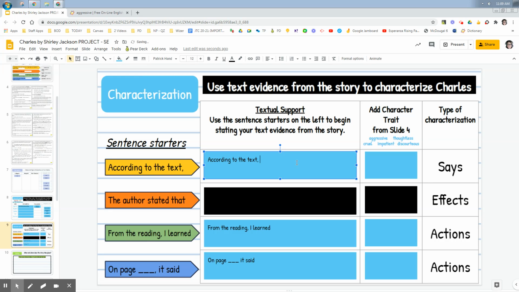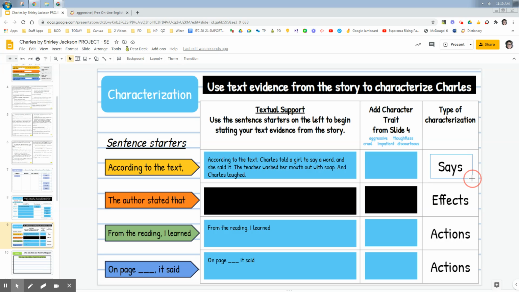So according to the text, Charles told a girl to say a word, and she said it. The teacher washed her mouth out with soap, and Charles laughed. So what I did was I went back to the story, I found something that Charles said, I typed it in, and then here's the next thing we have to do.